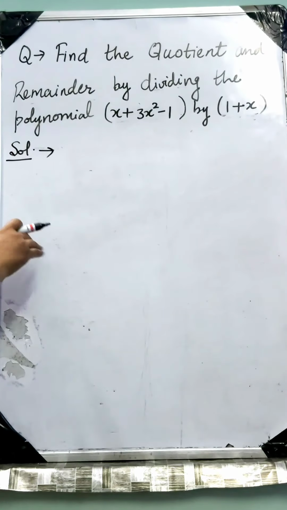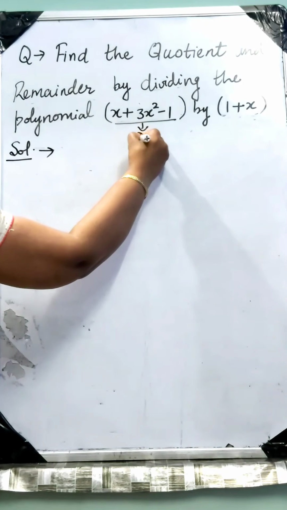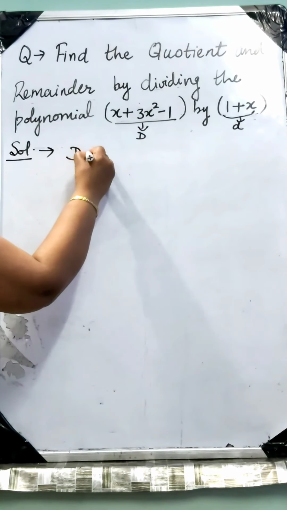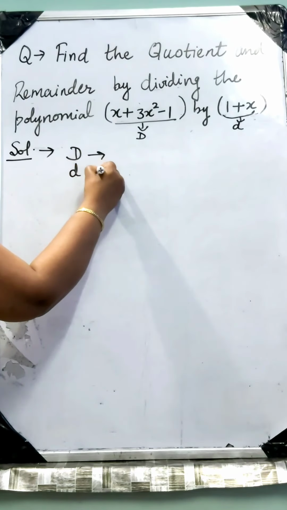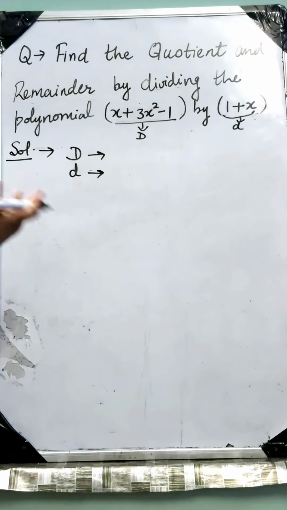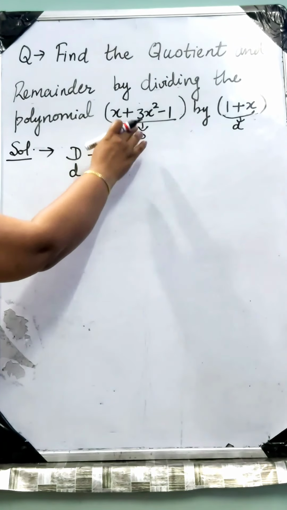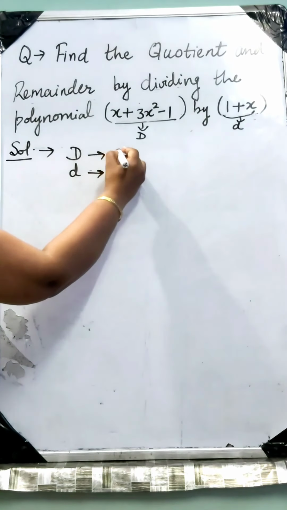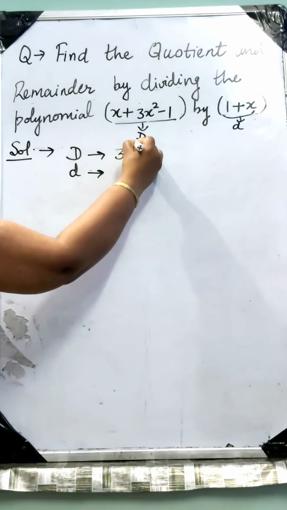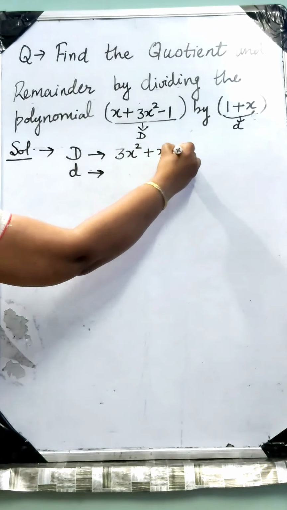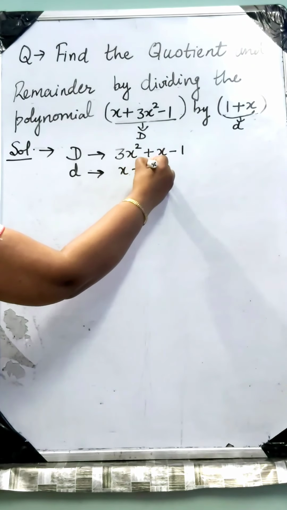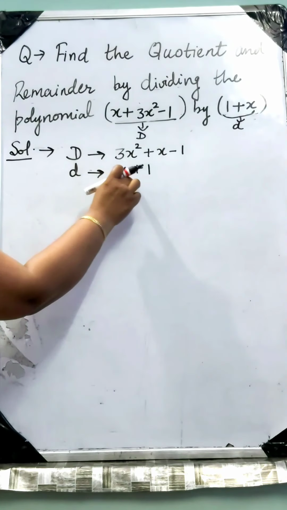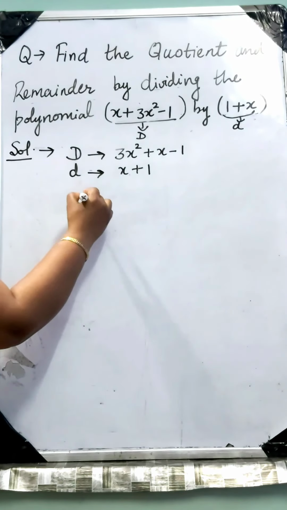First step, write the dividend and divisor in standard form. And what is standard form? In standard form we have to write the power of x in descending order. Therefore, write the power of x in descending order. After converting dividend and divisor in standard form, we will follow the next step.